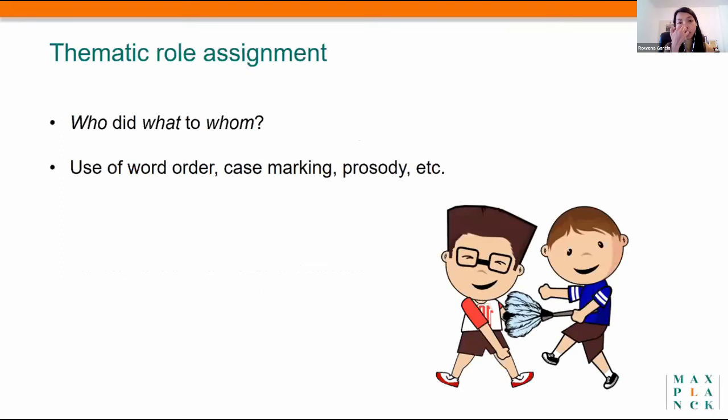In particular, we investigate thematic role assignment. In daily communications, listeners have to identify who did what to whom in a sentence, and different languages use a variety of features such as word order and case marking to assign the agent and patient of the action. There are also competing accounts for these.